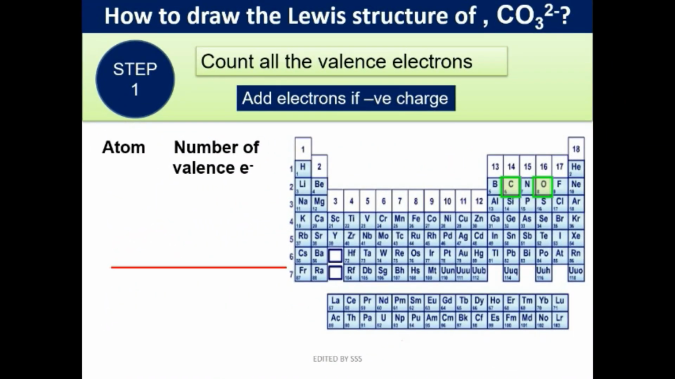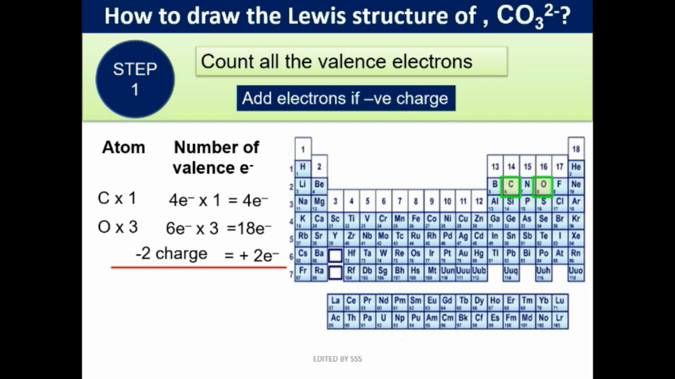Let's draw one more Lewis structure. Step 1. Count all the valence electrons. Carbon has 4 valence electrons, while oxygen has 6 valence electrons. These 6 electrons are multiplied by 3 since there are 3 oxygens in carbonate ion. Then, add 2 electrons to the valence electrons for the negative 2 charge of carbonate ion. Thus, total number of valence electrons is 24.